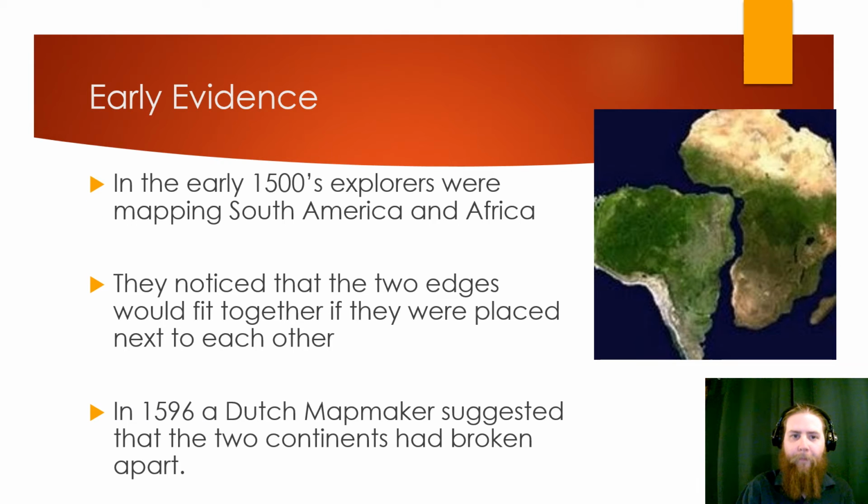So some early evidence for this: in the early 1500s, explorers were mapping both South America and Africa, looking for spices and trade routes, etc. They noticed that when these maps were placed together, if you cut out all the ocean in the middle, they look like they fit together like a puzzle piece. And in 1596, at the end of the century, a Dutch mapmaker suggested that the two continents at one point in time had broken apart.